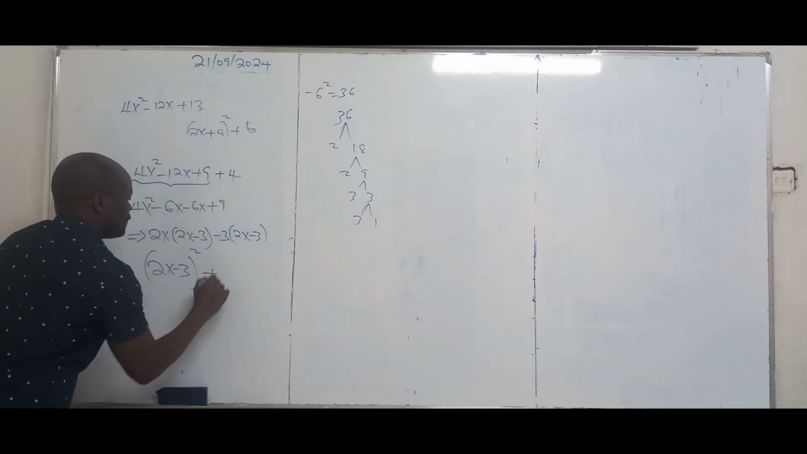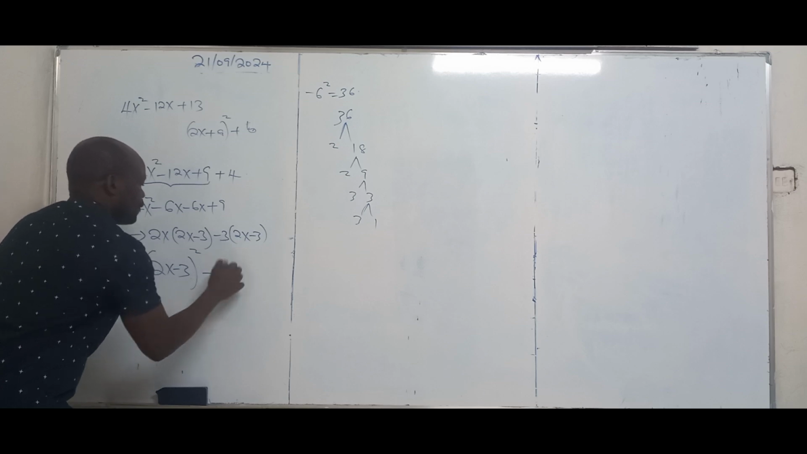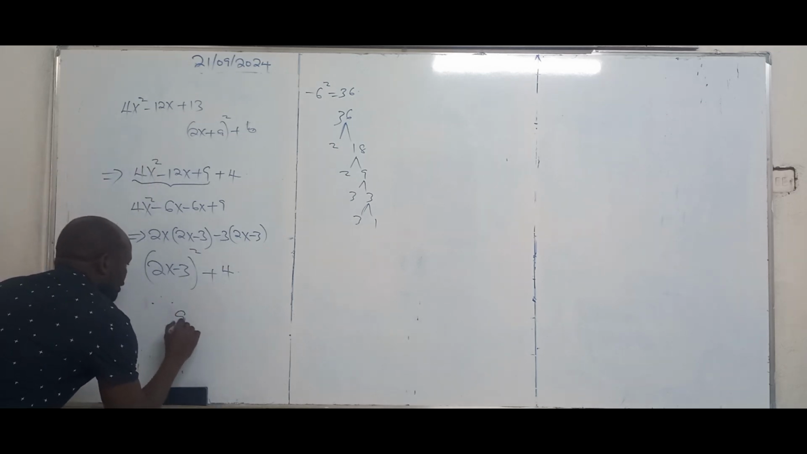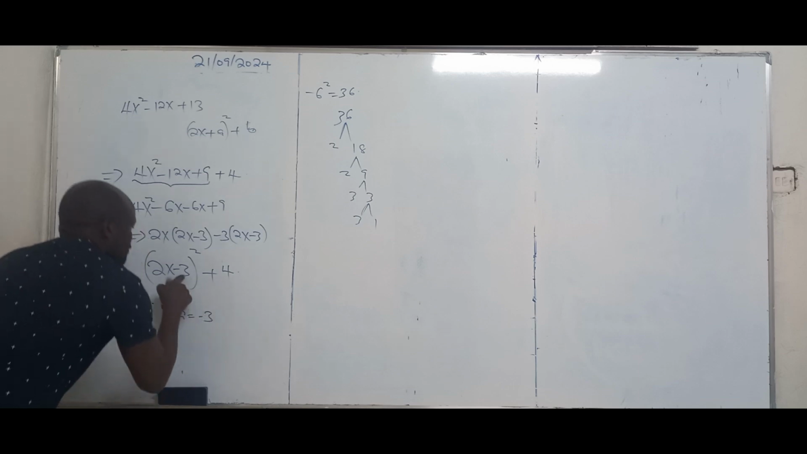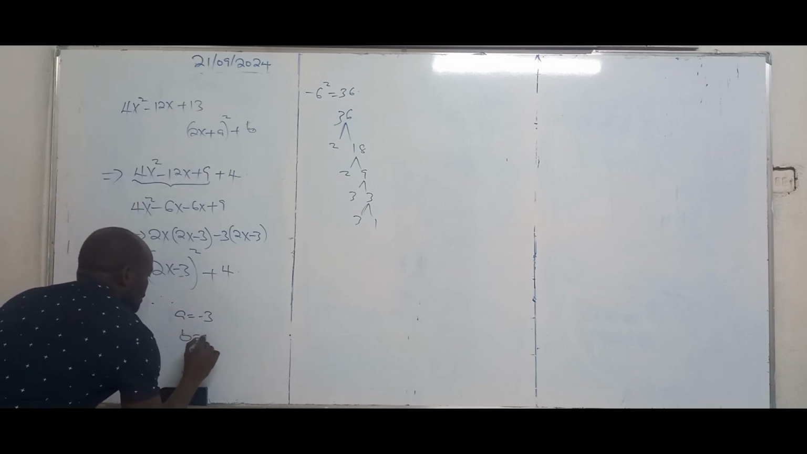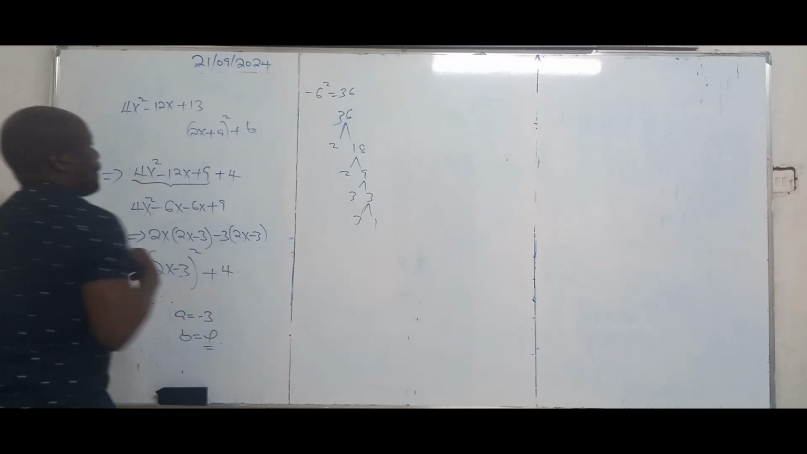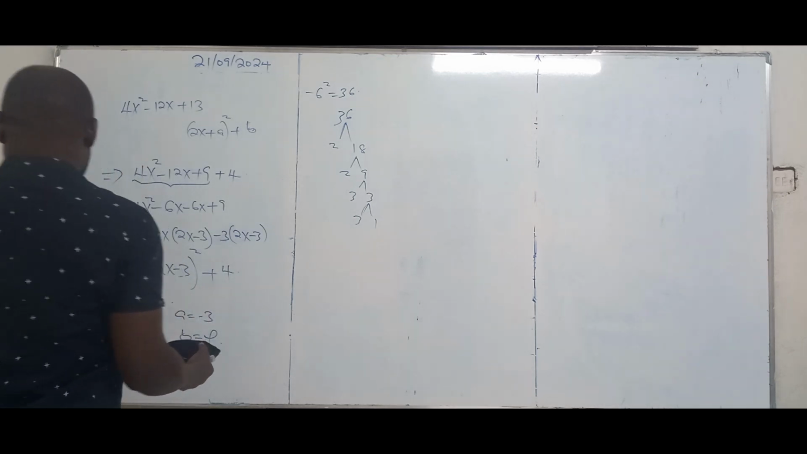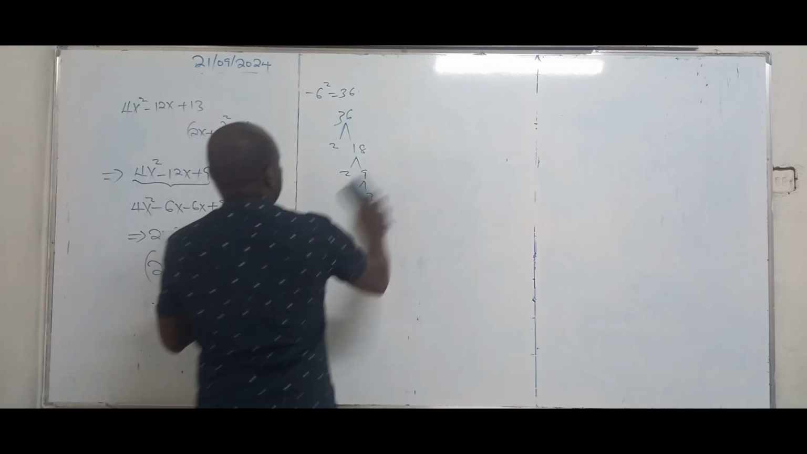Then I say plus 4. Therefore, my a is minus 3, which is this, and b is 4. So those are the values of a and b.